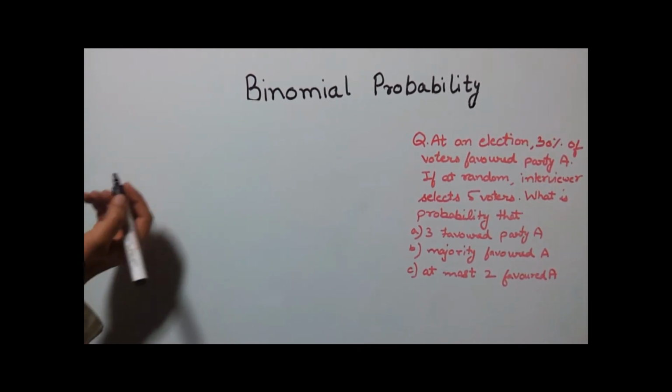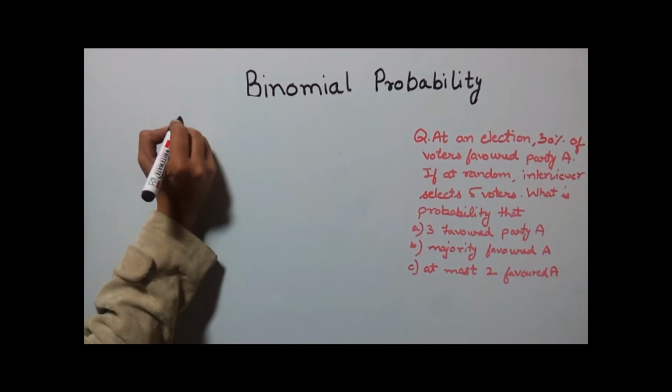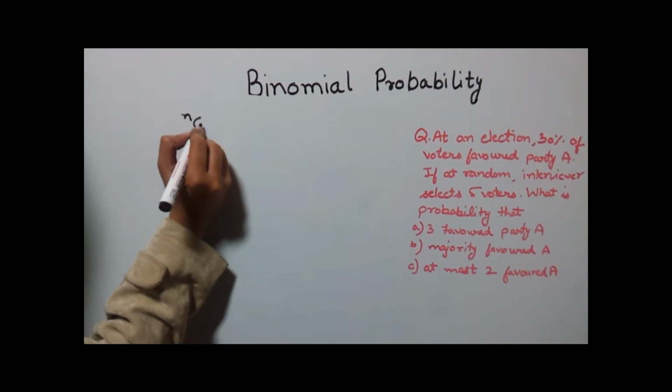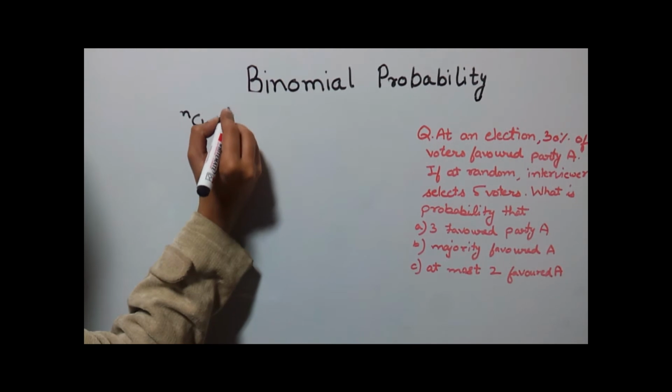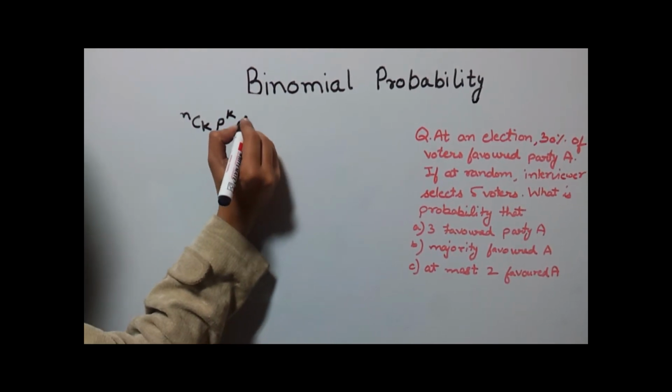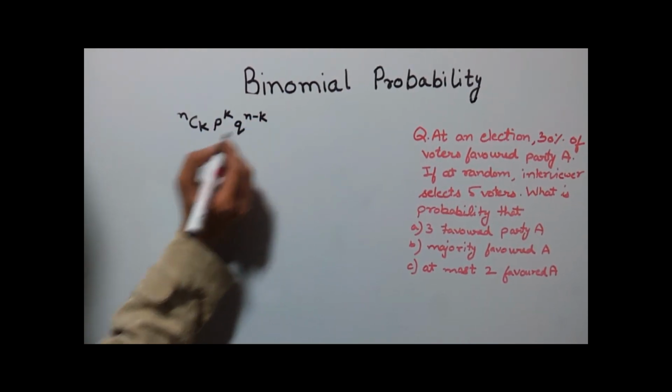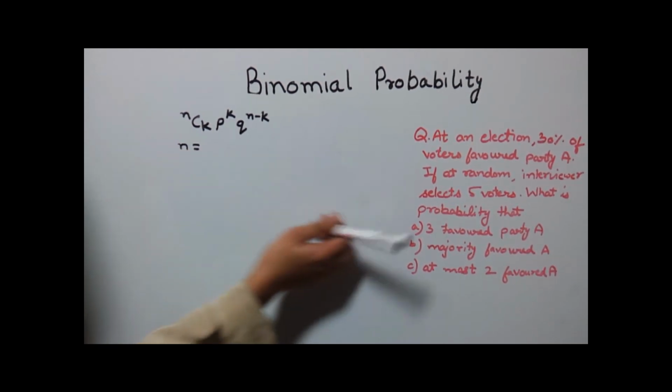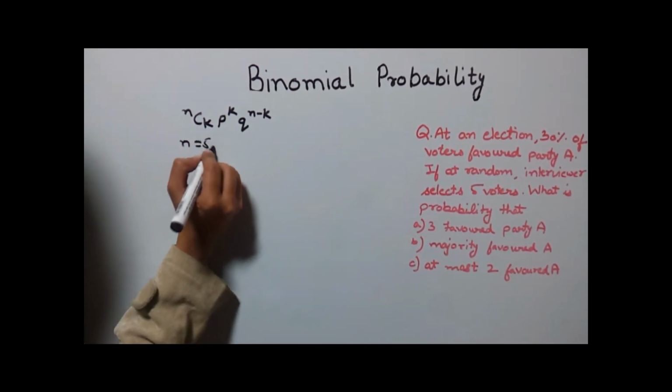Now, using our formula, which is equal to NCK into P to the power K into Q to the power N minus K. Here, N is equal to 5 because the interviewer selects 5 voters.